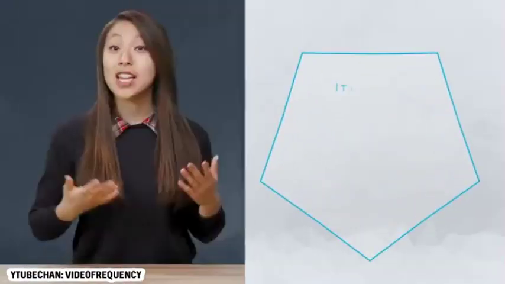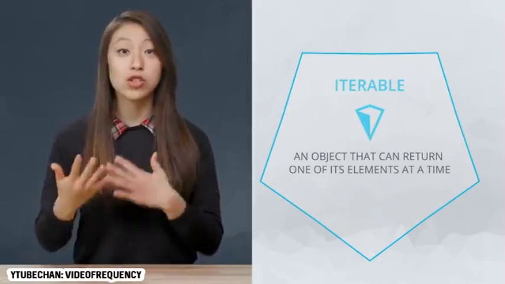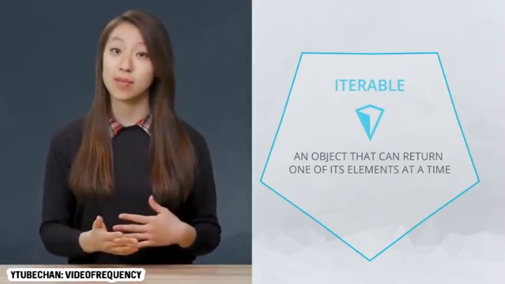Now that you've learned about conditional statements, let's move on to loops, which allow us to repeat blocks of code. Python has two kinds, for loops and while loops. Let's first take a look at the for loop, which we can use to iterate over an iterable. An iterable is an object that can return one of its elements at a time.